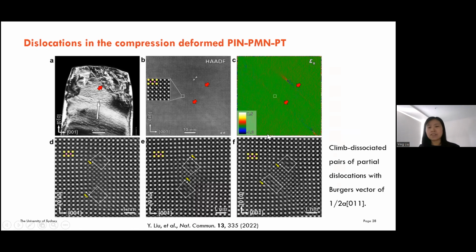After the deformation tests, we FIB-thinned the pillar into a thin foil to observe in the TEM. And here is a TEM image. It shows that there are a lot of dislocations here. By magnifying this image, we found those dislocations are climb-dissociated pairs of partial dislocations with a Burgers vector of 0.011.